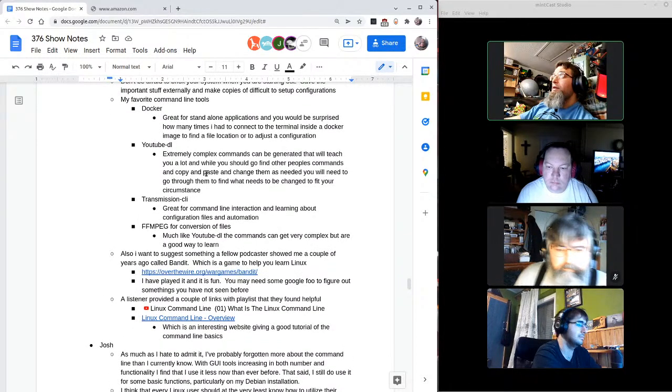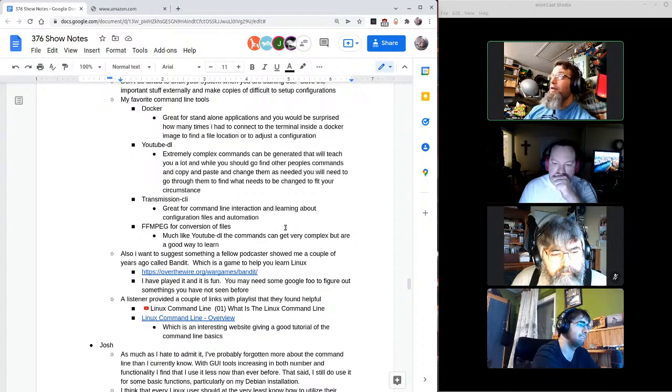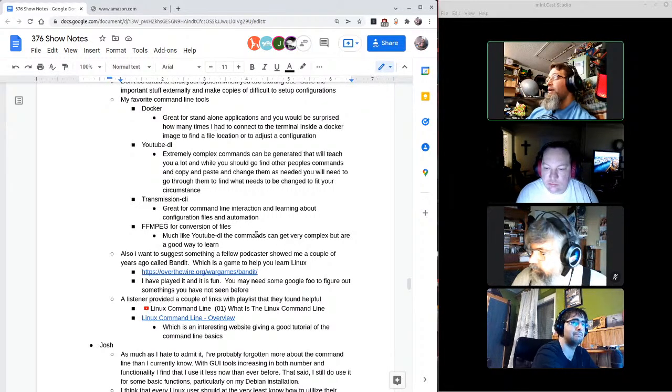Now, along with YouTube DL, because it uses a lot of the tools from it, I would say FFmpeg, for the conversion of files. And much like YouTube DL, the commands can get extremely complex and are a very good way to learn what's going on in the command line. And yeah, it is a super powerful tool, and you will be surprised at all the other tools that use FFmpeg in the background, including things like YouTube DL, Handbrake, anything that you can think of that basically touches video or audio.